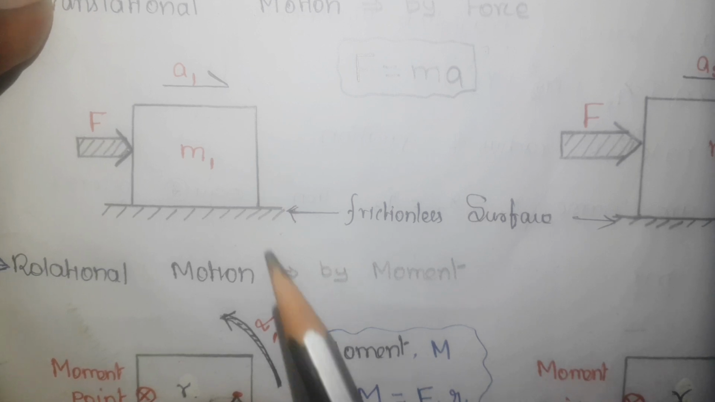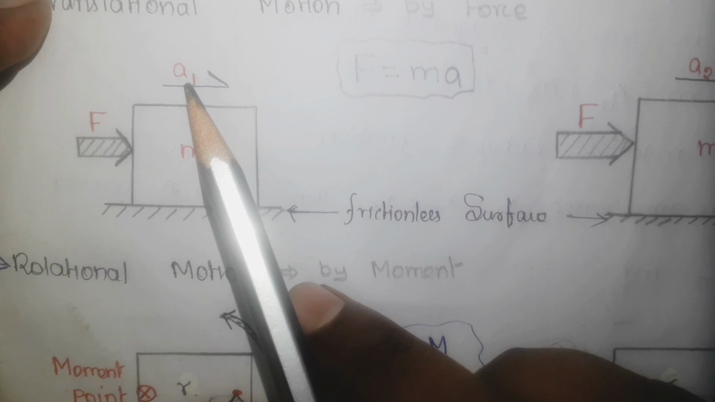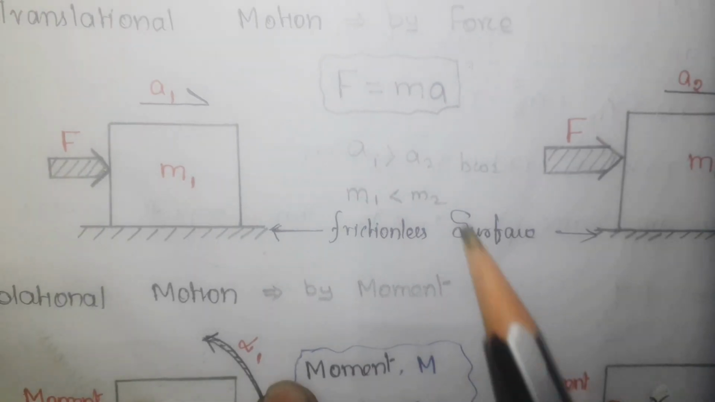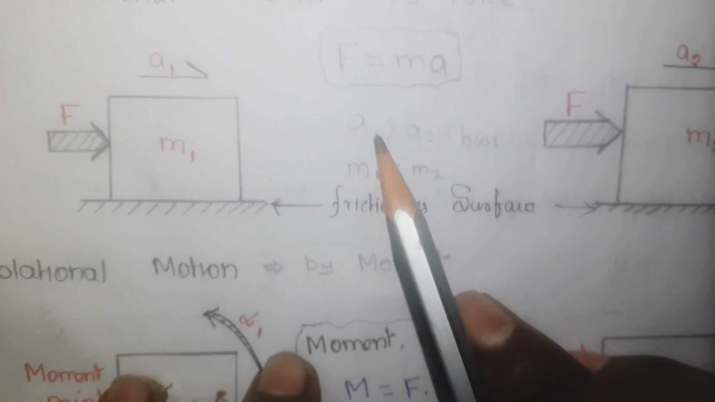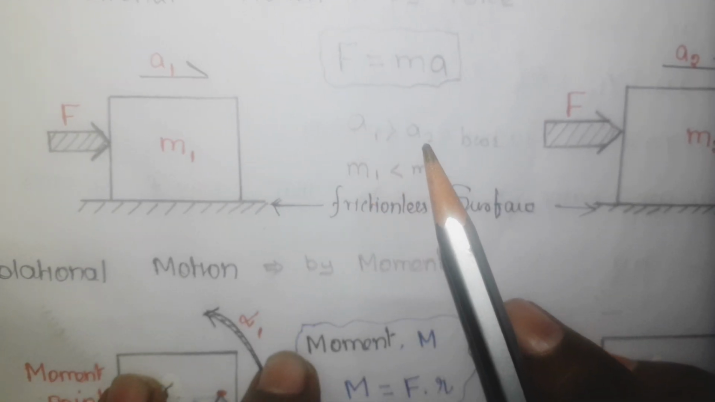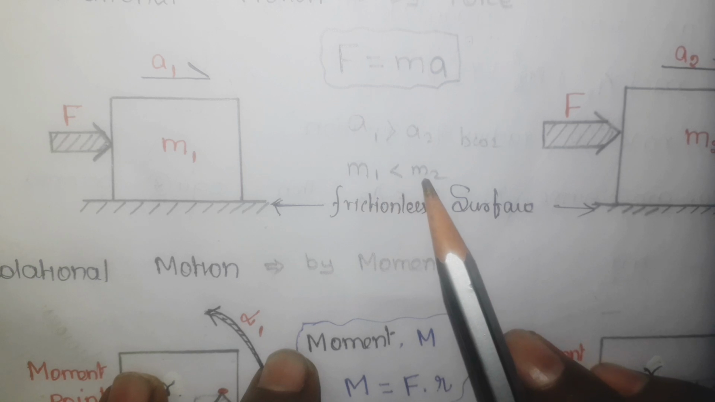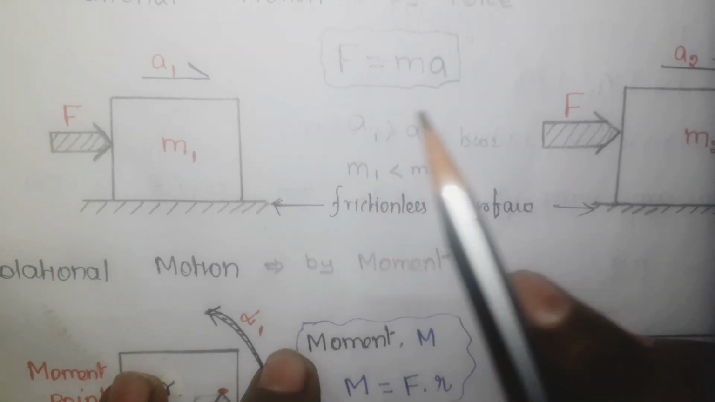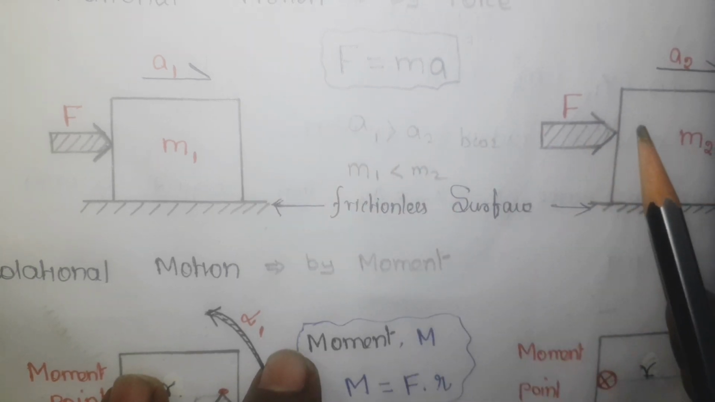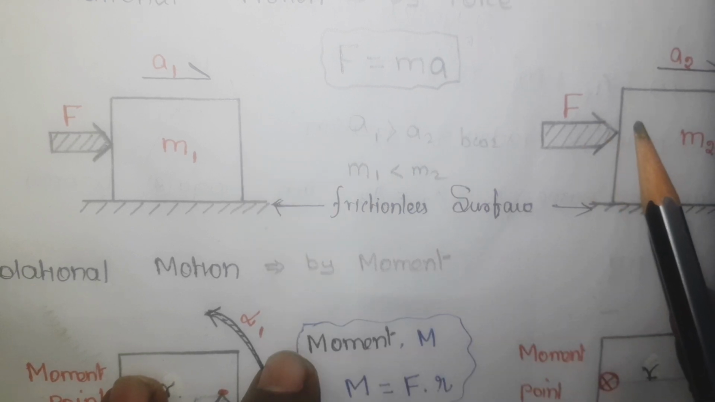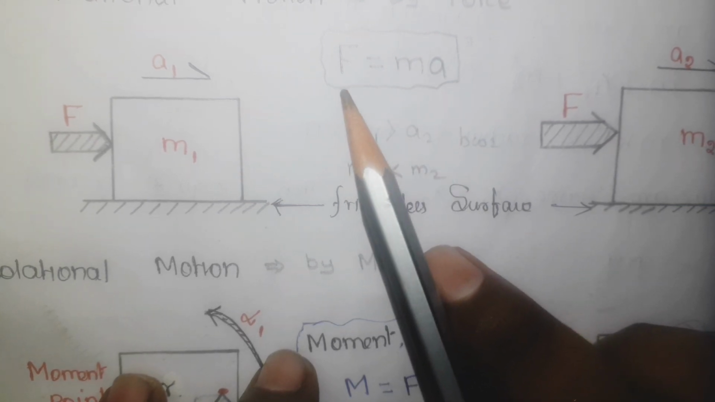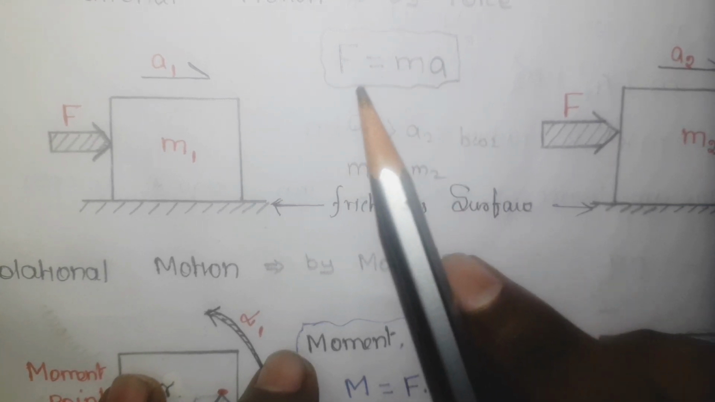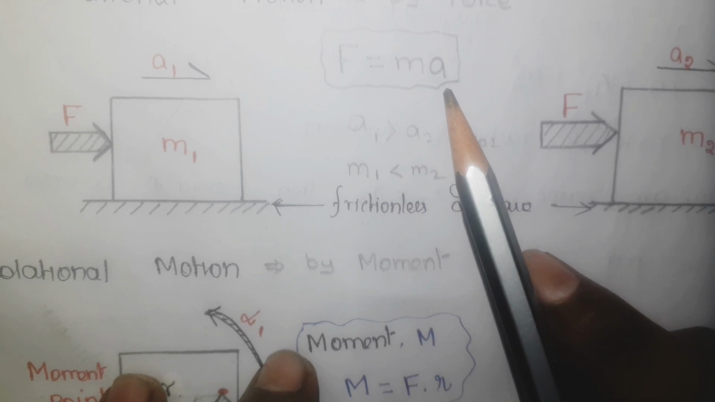Now from this equation F equals ma, since the force is the same, the relationship will be something like a1 is greater than a2 because m1 is less than m2. So from this diagram, or from this translational motion, it is evident that this mass offers resistance to the motion. Mass offers resistance, so mass is an inertia.